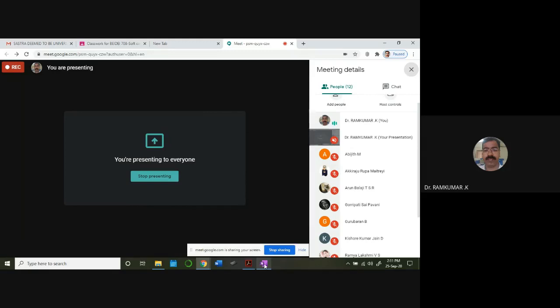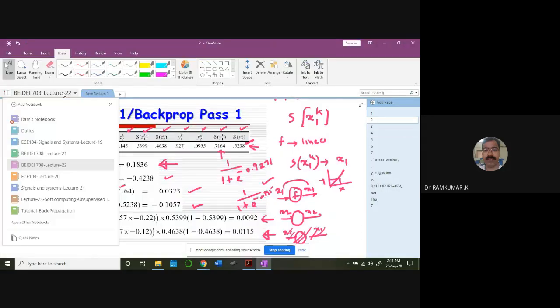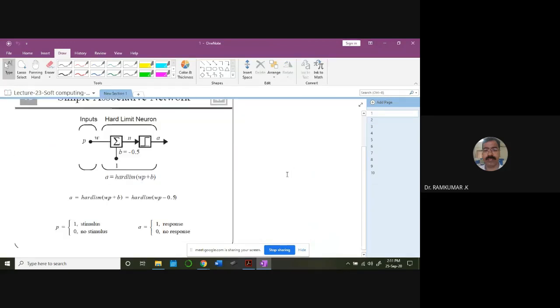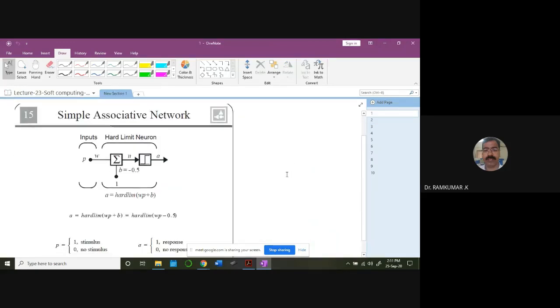So now let us proceed with the next topic, which is unsupervised learning. We already learnt about simple associative networks like this. In today's class, I'll introduce you to unsupervised learning using the Hebbian learning approach. We already have an idea how Hebbian learning really works. The topics that we need to cover are like this. We are going to talk about unsupervised associative learning.